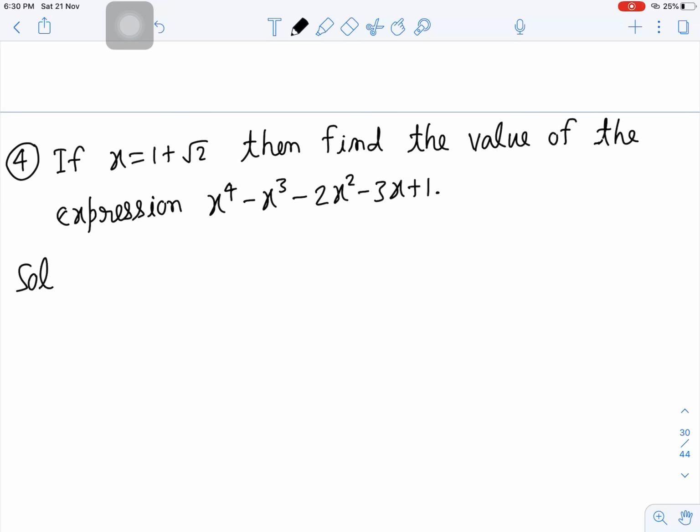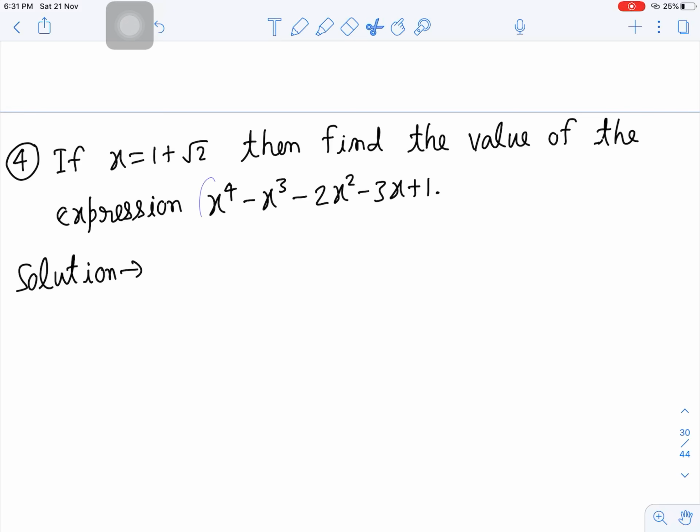Okay, we'll discuss question number 4 then. In question number 4, it is given that x equals 1 plus root 2. Then find the value of the expression x to power 4 minus x cube minus 2x square minus 3x plus 1. For this question, either we can substitute the value of x equal to 1 plus root 2 everywhere. Then x square means 1 plus root 2 whole square, x cube means 1 plus root 2 whole cube, x to power 4 means 1 plus root 2 raised to power 4. That way also we will get it. But there is a simpler method by which we can do it.